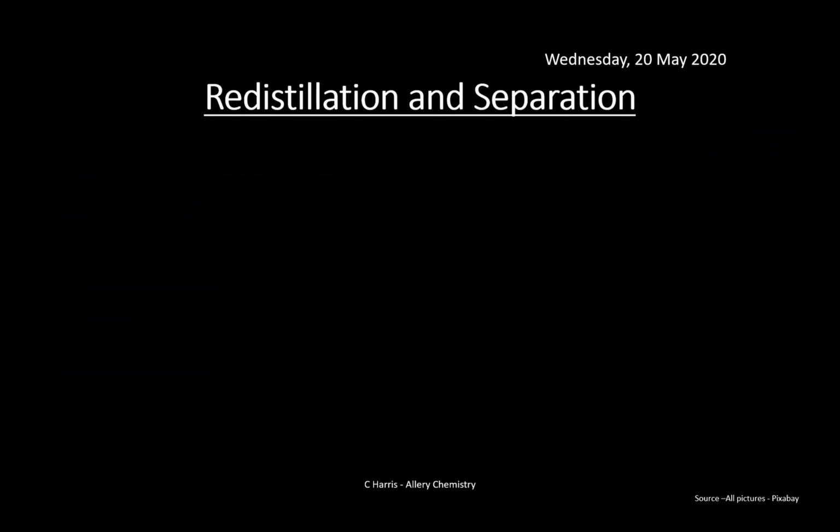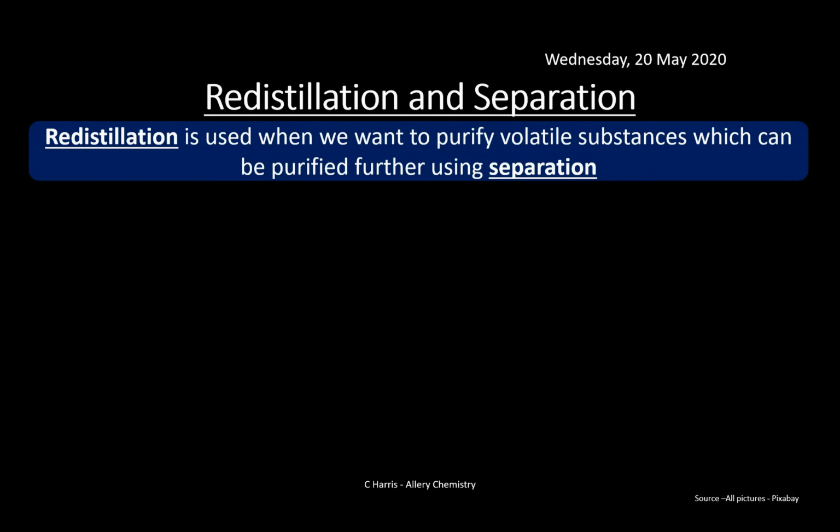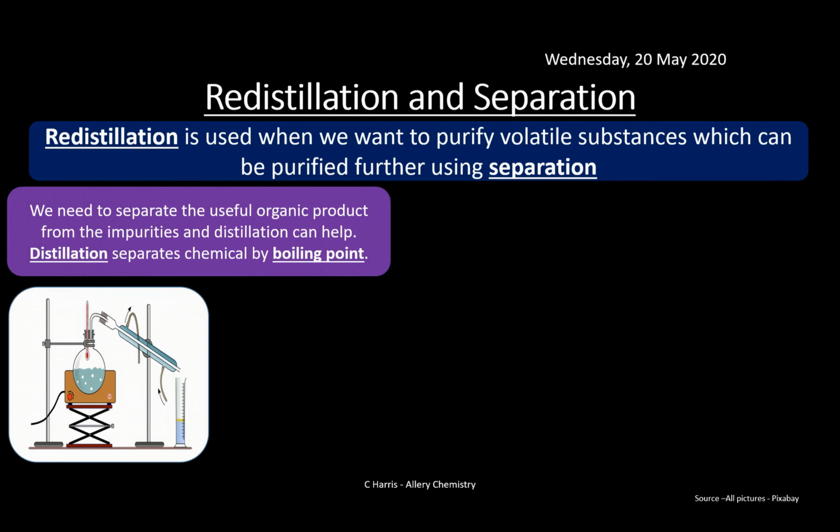So we're going to look at redistillation and separation. We've made our product, so now we need to purify it. Redistillation is used when we purify volatile substances. So we've made it in reflux, let's say, and we're going to redistill it. It can be purified further using separation, but we'll look at that in a moment.